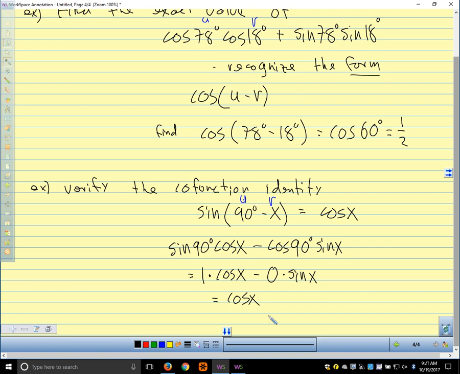And it's always exciting in math when we can get to the same place from two different ways. So before we talked about complementary angles in our right triangle, here we're using difference formulas and identities.